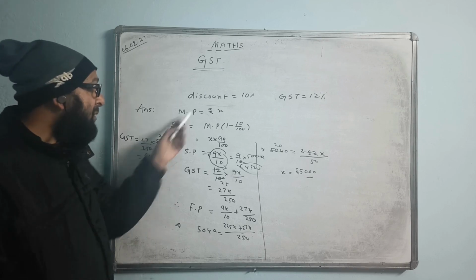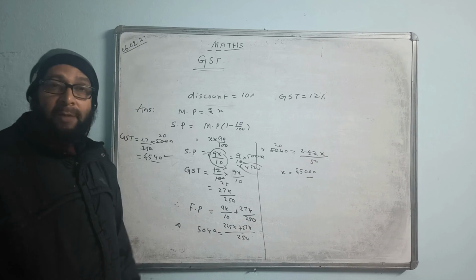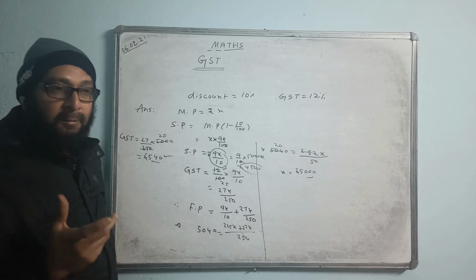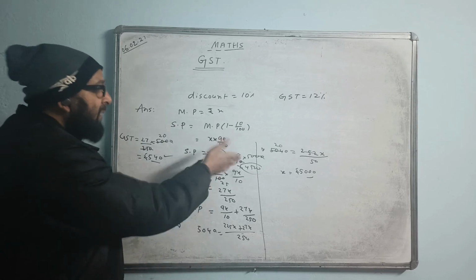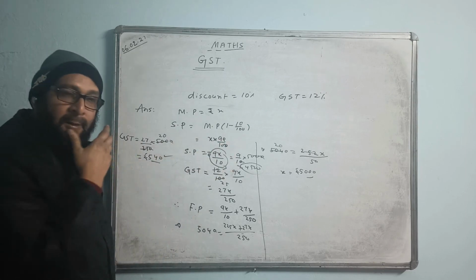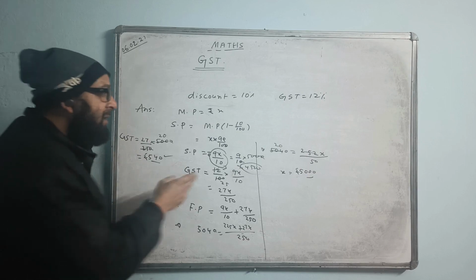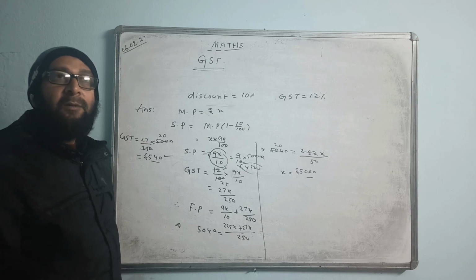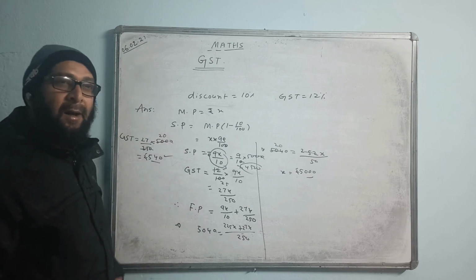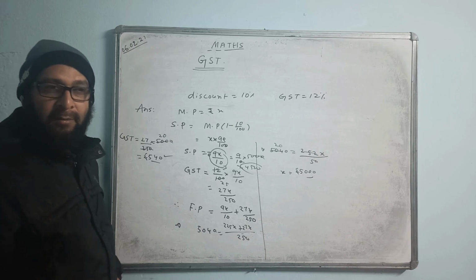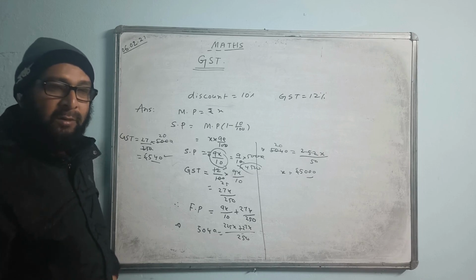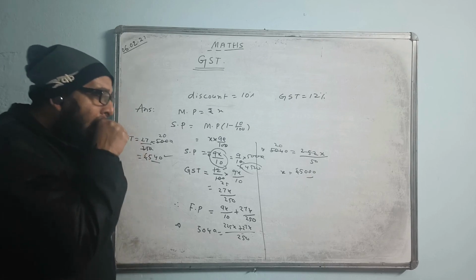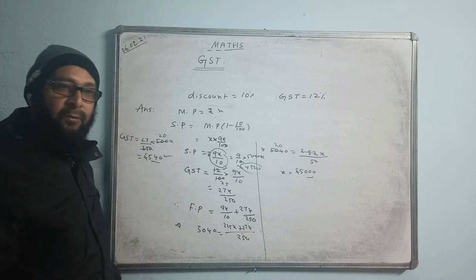No, because there is a discount. The mark price was 5,000, but for the person, the price is not 5,000, it is 4,500 after discount. So he is paying the GST on this price, not on 5,000. And when there is no mention of a discount, then we will do it directly. I hope that there will not be any discount issue in your question. They will give it straightforward, they will not twist so much. One question of 3 marks.